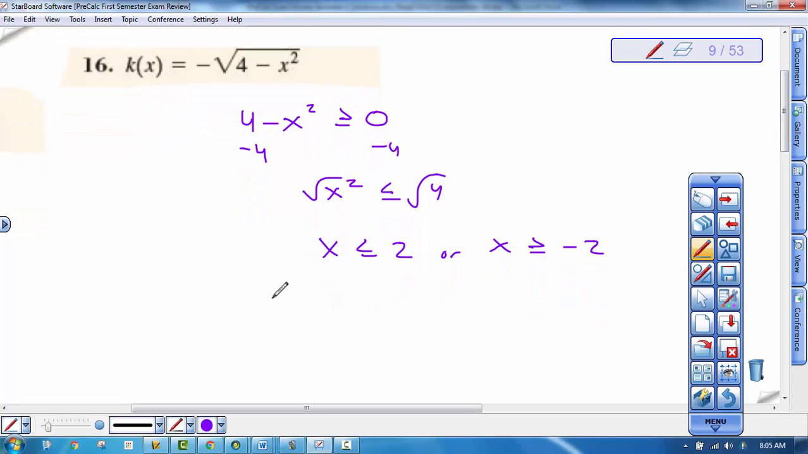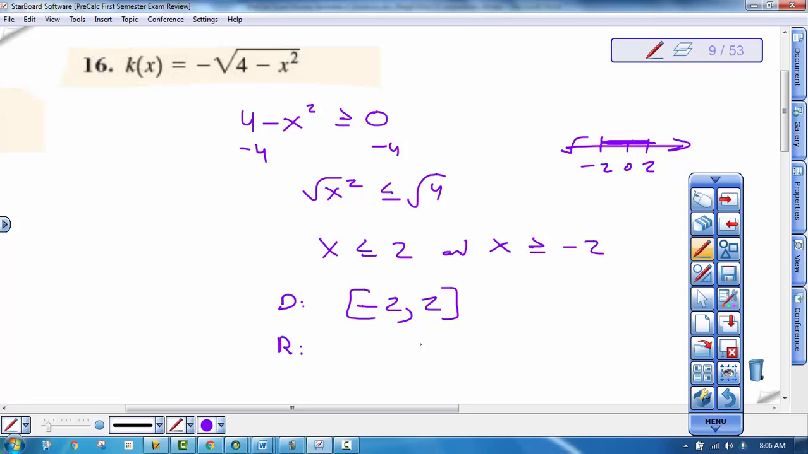Now I would write that as negative 2 to 2, including both. So technically this word should be "and" right here, not "or", because we're talking about the intersection of these two. I usually look at this as a number line, and what we're saying is we want all the numbers less than 2 but bigger than negative 2, so we're talking about the numbers in between, which is this right here. So there's our domain.